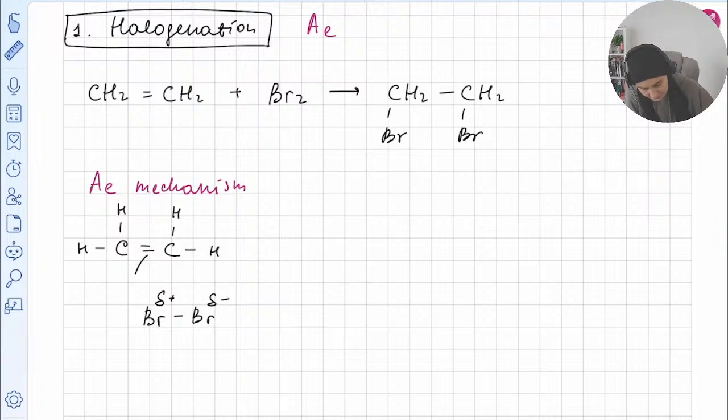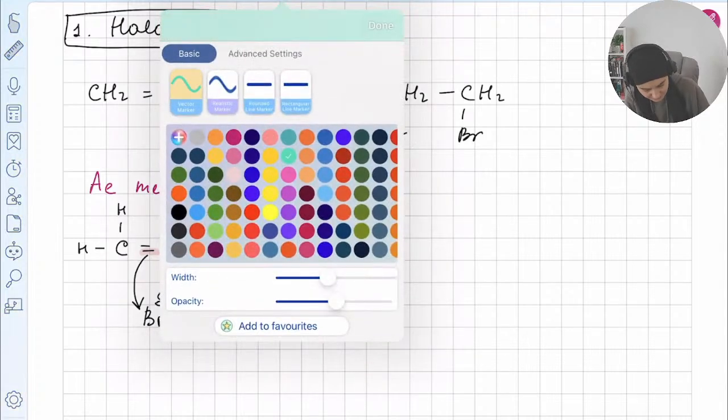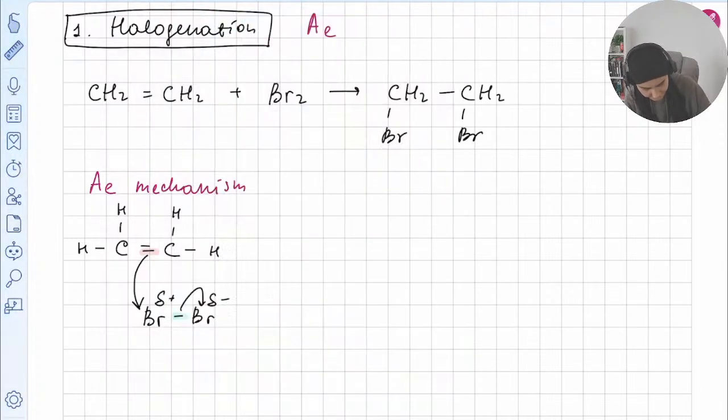So this bond attacks Br delta plus. I will color code it. And this bond that used to be between the bromines would leave with Br delta minus. So it's there. So what will happen is that you'll get a carbocation.